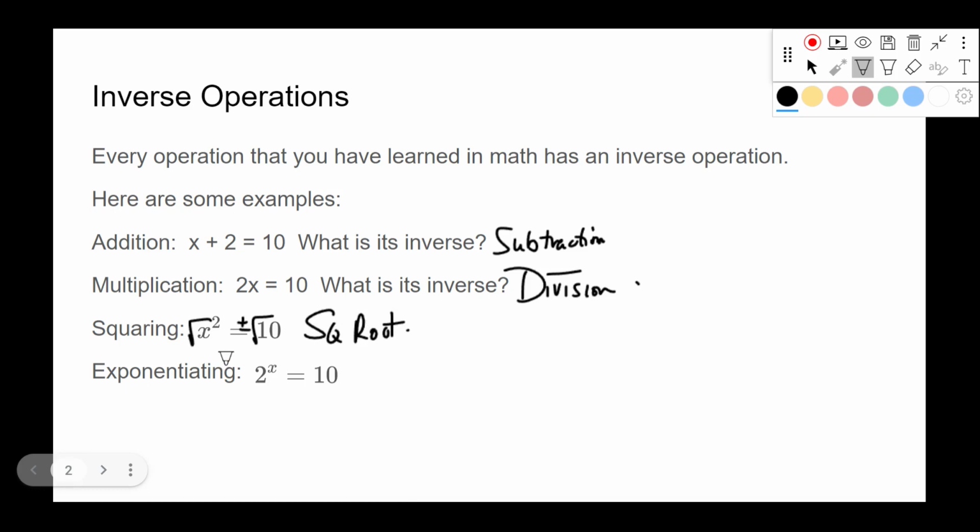But what we're working with now is exponentiating. 2 to the x is equal to 10. How would I undo the fact that there's an x in the exponent? To undo that, its inverse operation is the logarithm. That's what we're going to talk about. We're going to talk about the logarithm. So, again, we're talking about inverse operations here.